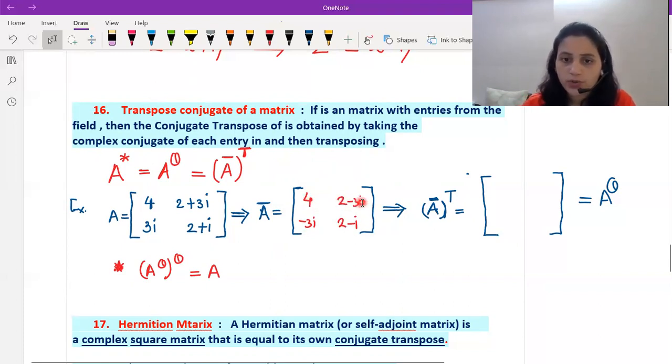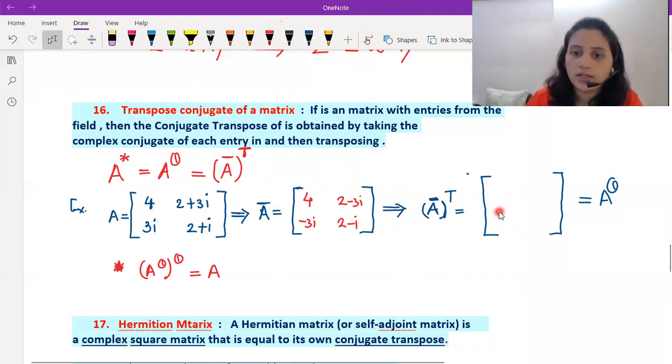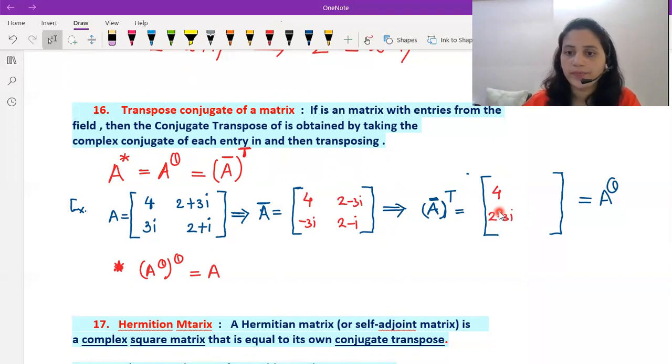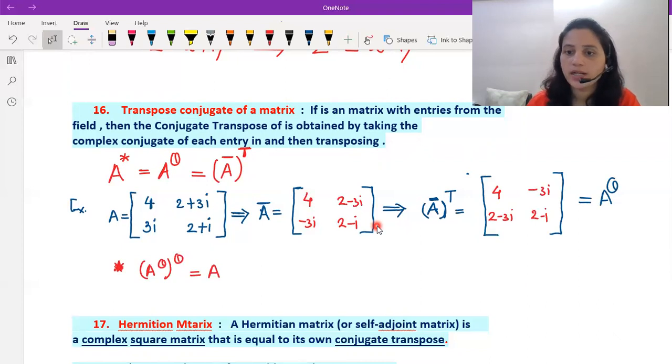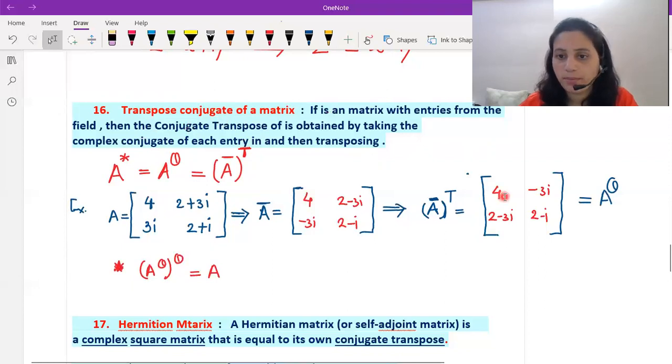So my first row, 4 and 2 minus 3i, will become my first column. So here this is my 4, 2 minus 3i, and my second row will become second column. So minus 3i, minus 2, minus 3i, 2 minus i, right? So this is nothing but A raised to theta, that means the transpose conjugate of a matrix.